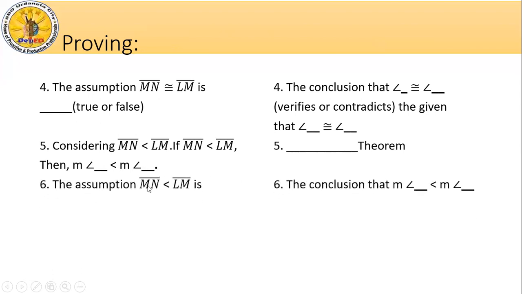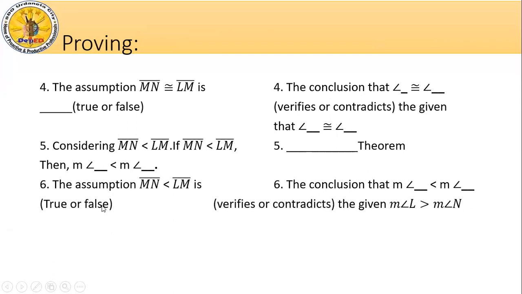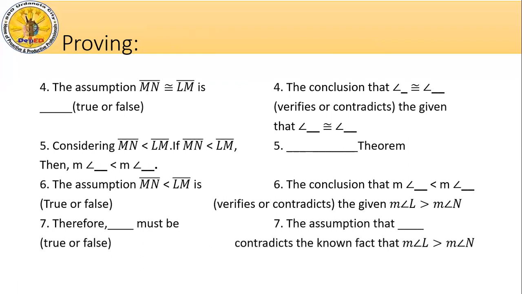Okay? O, the assumption MN is less than LM is, o ganun na naman, true ba or false? O, kung ano na naman yung angle opposite niyan, yung sagot nyo dito, yun rin ang ilalagay dyan. Tapos ilalagay nyo verifies or contradicts. Yon. Okay? Next. Therefore, blank must be true or false. O ano yung nakalagay sa to prove? Ito rin, ganun rin. Okay? Ano yung nakalagay sa assumption na nagko-contradict dyan?